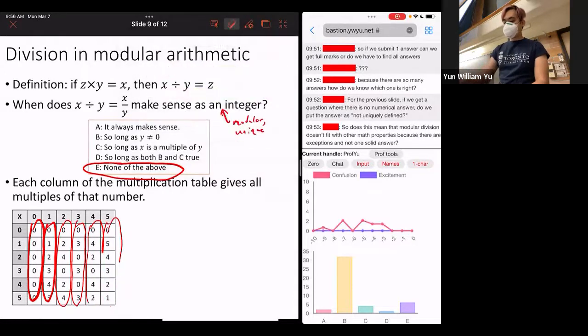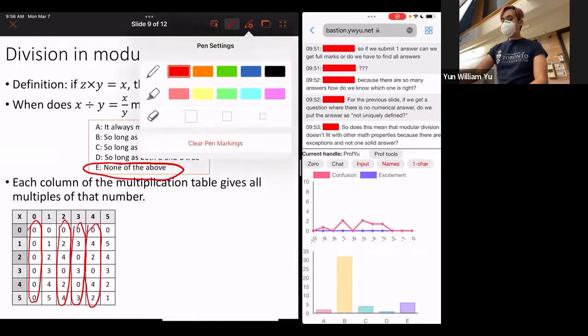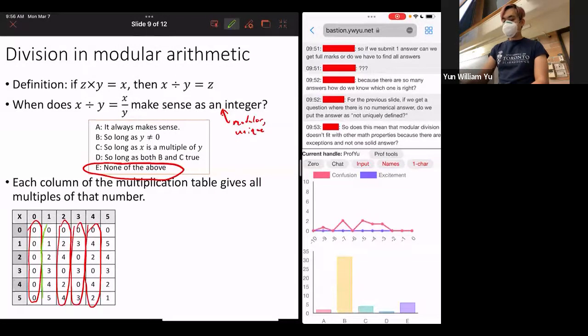Actually, let me do this in slightly different colors. Things don't go wrong when you divide by 0. Things go wrong when you divide by 2, when you divide by 3, and when you divide by 4. But you can divide by 1 and by 5.